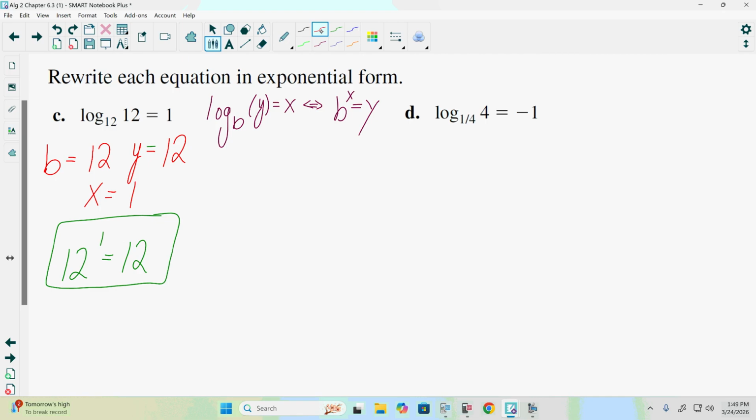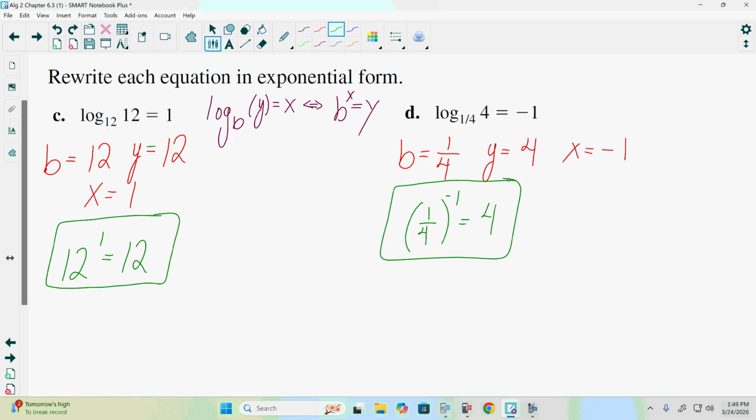Are you ready for the next one? In this case here, B is what? 1/4. Y is 4. And X is -1. So if we wrote this as an exponential, what would we have? So 1/4 to the power of -1 is equal to 4.